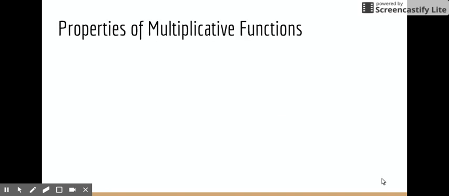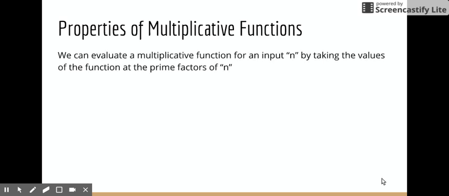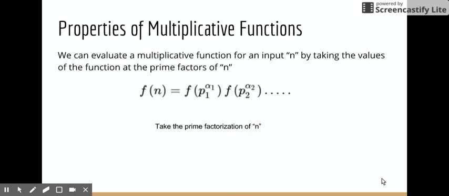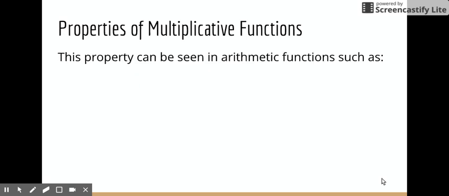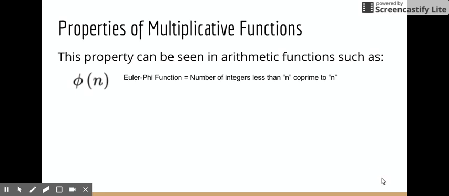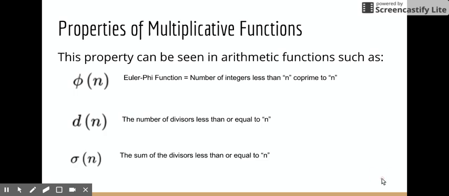This means that to evaluate a multiplicative function at a given number n, we only need to take the value of the function at the prime factors of n, shown here as the product of prime powers p1, p2, all the way to pn. This property can be seen in arithmetic functions such as the Euler-Phi function, which determines the number of integers less than the input n that are coprime to n, the function which determines the number of divisors less than or equal to n, and the sum of the divisors less than or equal to n.